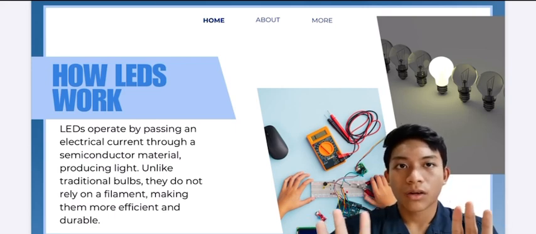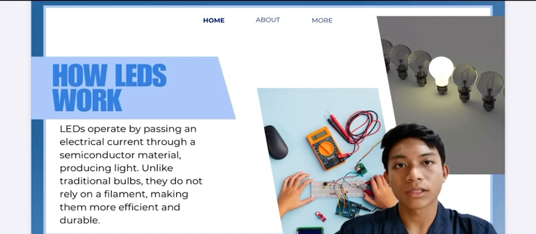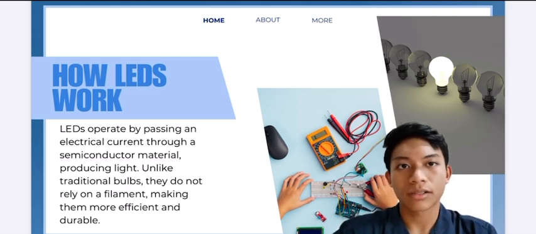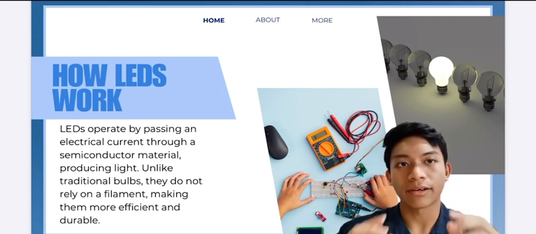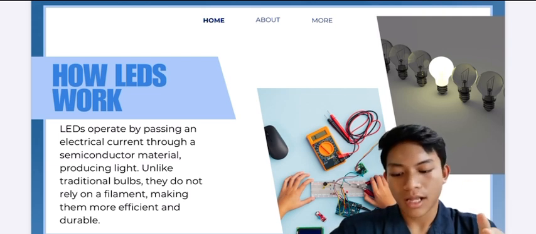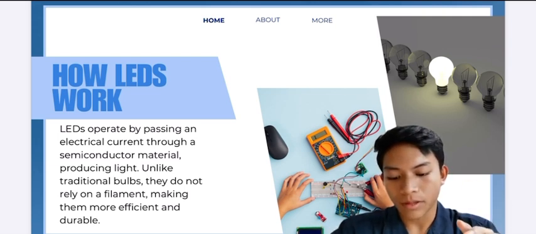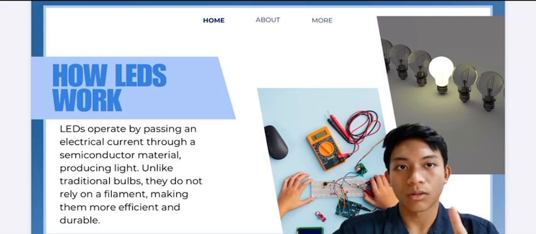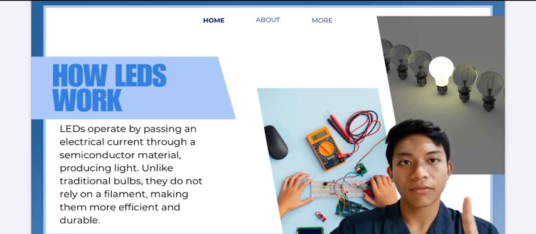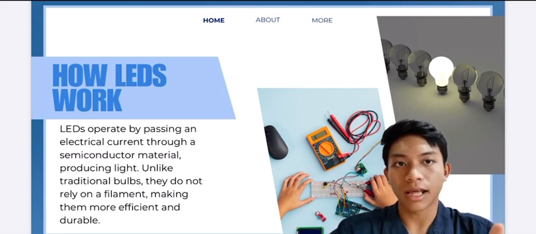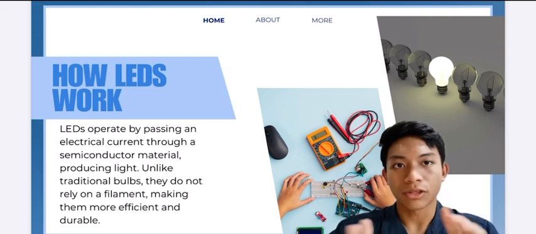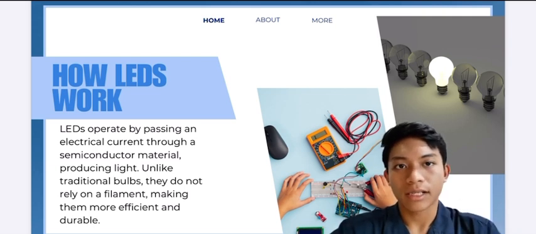First, how LED works. LED works by using semiconductor materials, where an electric current flows through this material, causing electrons to move and release energy in the form of light through a process called electroluminescence, which is different from the traditional light bulb that uses a filament to produce light.